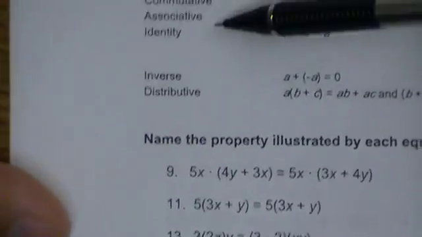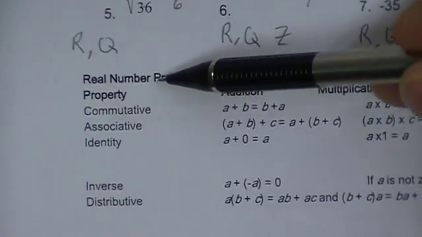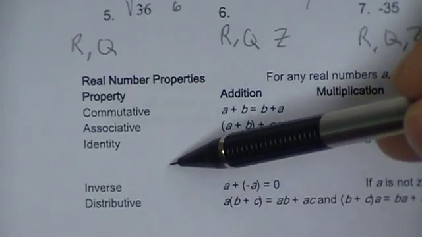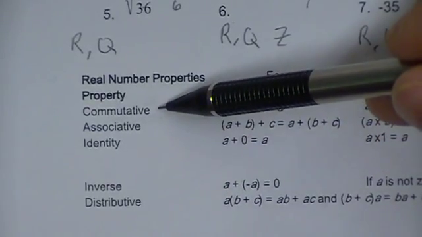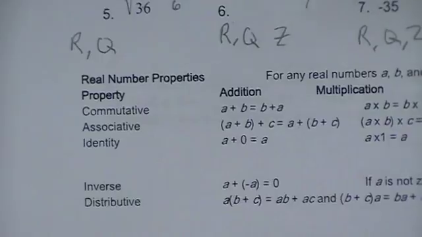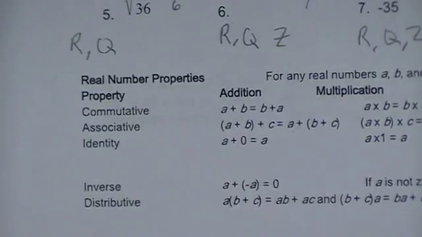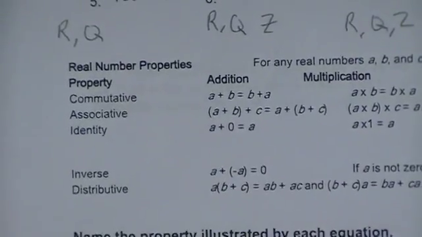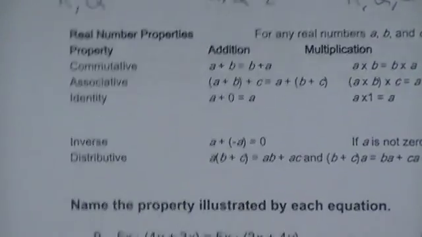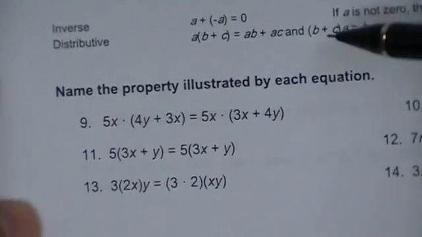We got some properties down here. Now, this worksheet doesn't have all the properties that were on the PowerPoint. There's other ones on here, and we'll get to those when we see them. Okay, so the next one's down here. We have to name the property.